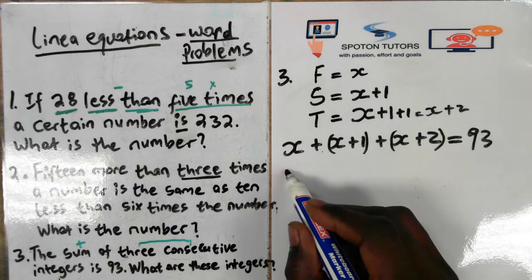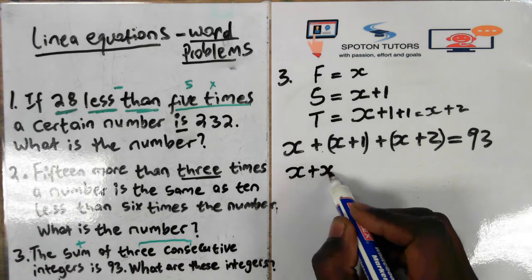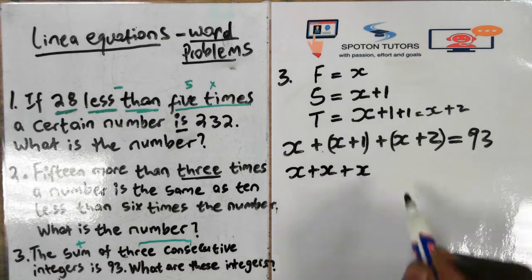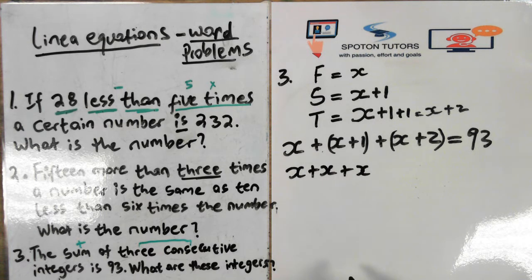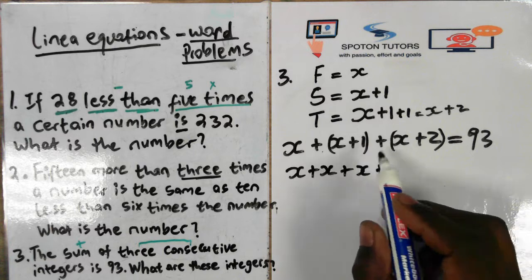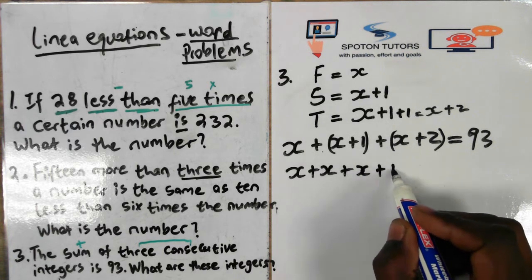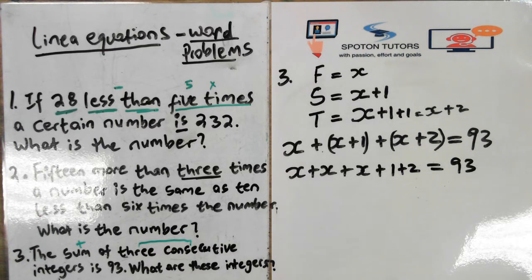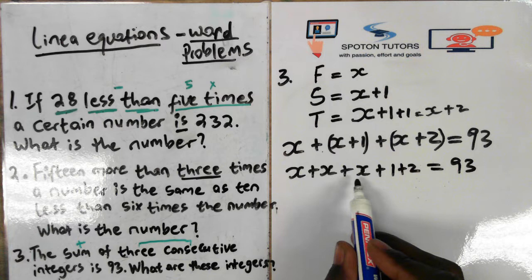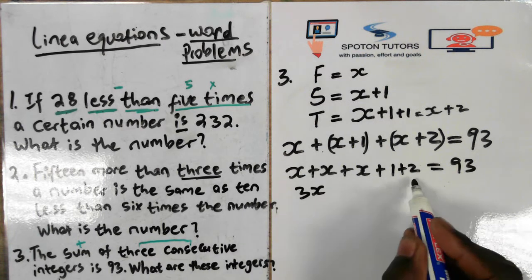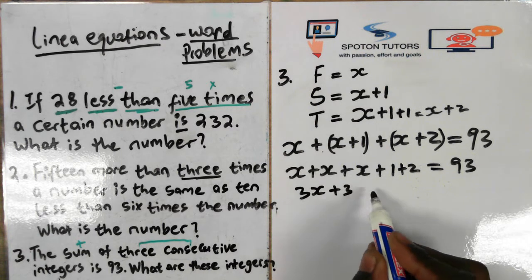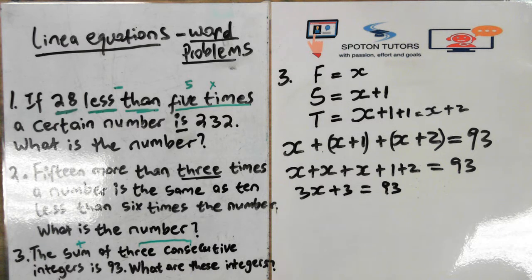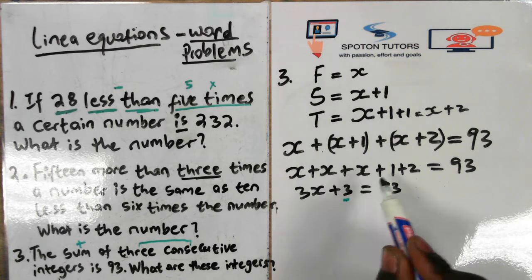So we'll then have x plus x plus x, right? Plus 1 plus 2. They are all equal to 93. Sum of this is 3x. Sum of this is 3, equal to 93. We want to get rid of a 3. Which 3? This 3. You want to transpose it to the other side.